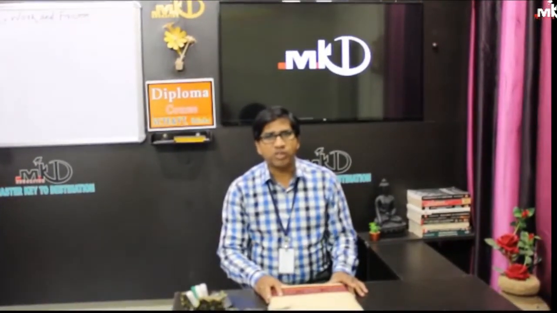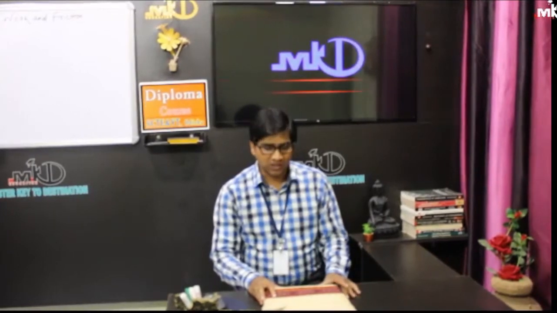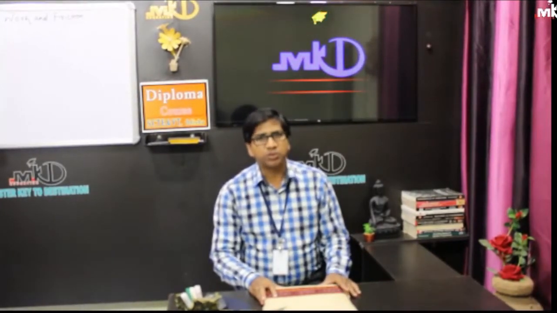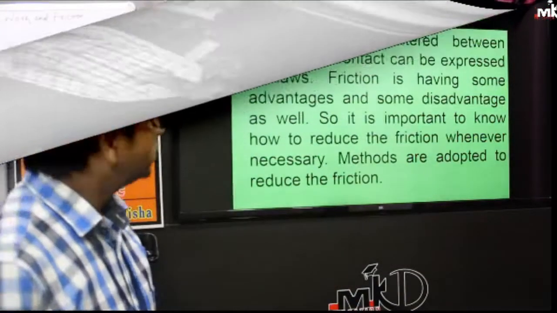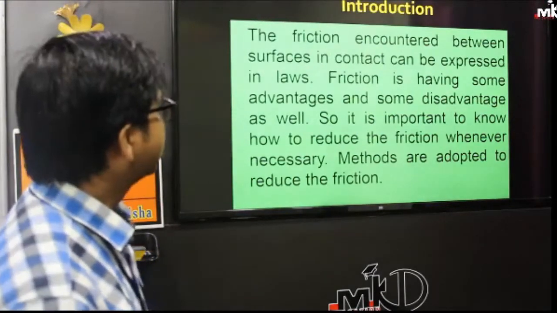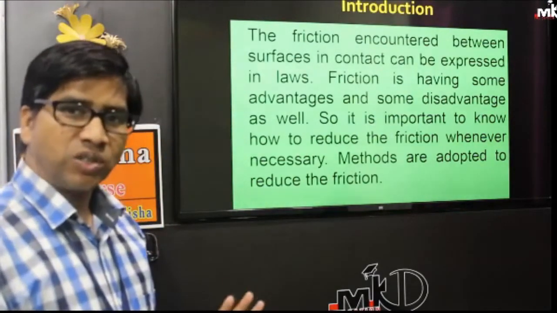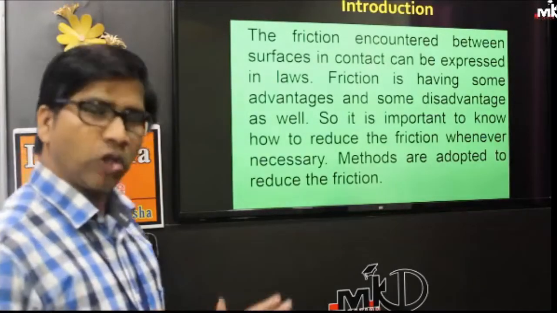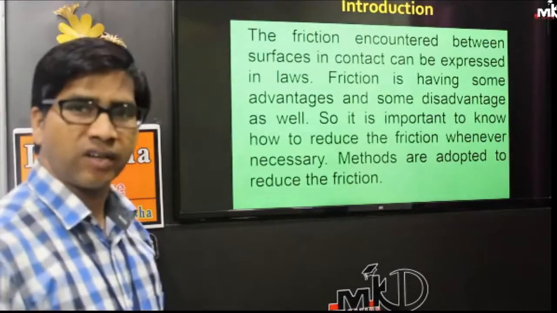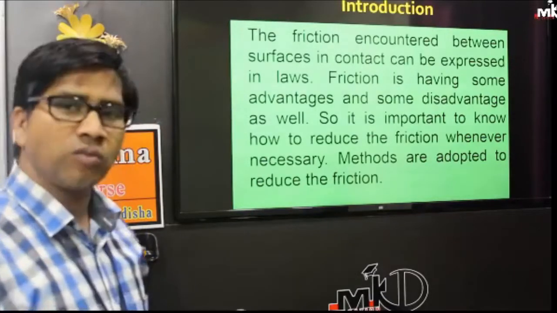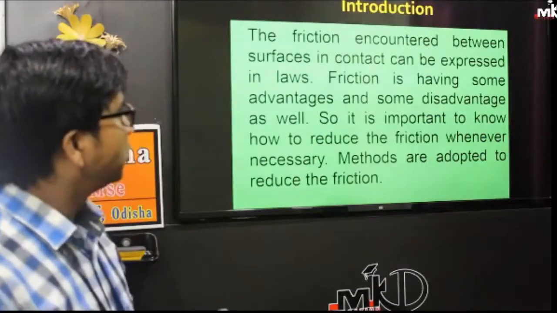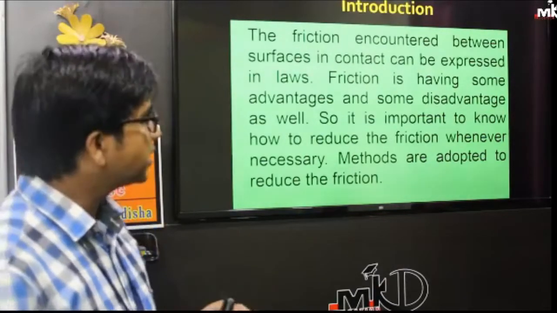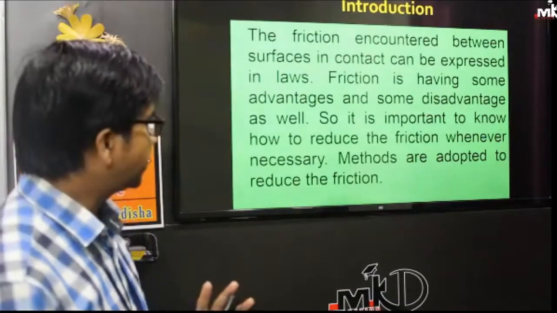This is the second class. You have read a lot about work and some concepts about friction in the previous class. Today we will discuss friction in depth. To introduce this class, the friction experienced between two objects or two surfaces in contact can be expressed in terms of some laws, and those are called laws of friction. Friction has some advantages as well as some disadvantages.